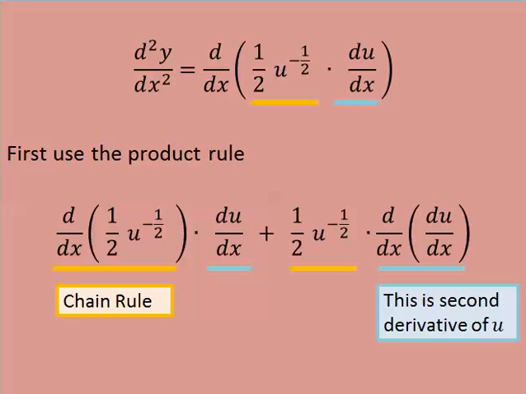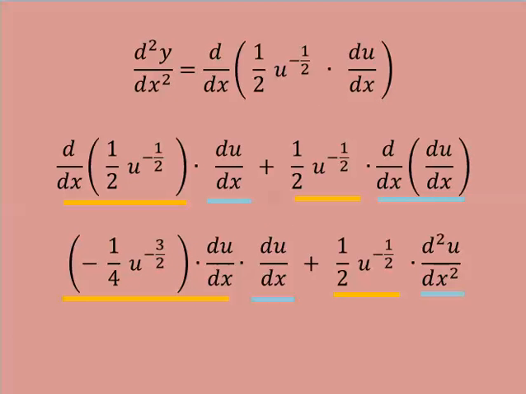And then lastly, I have the derivative with respect to x of du dx. Well, if you think about it, that's just the second derivative of u with respect to x, which I also know. So the only thing I don't know right now is that very first piece that involves the chain rule. So I'm going to leave everything else alone, and I'm just going to take the derivative using the chain rule in that first piece. And this is what I get.